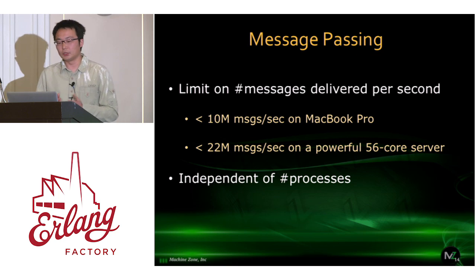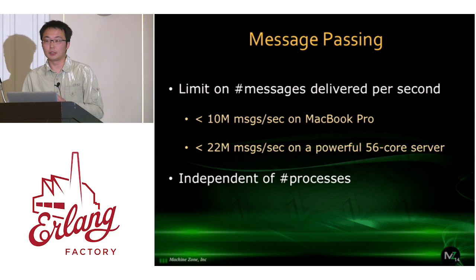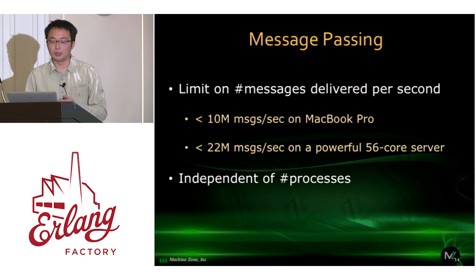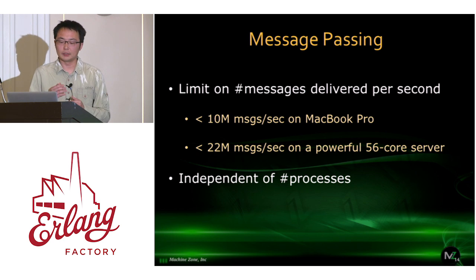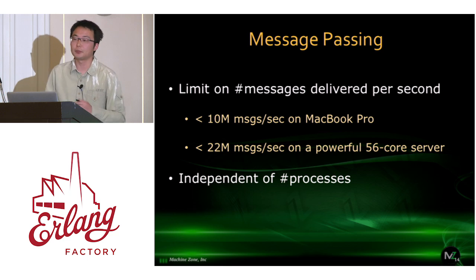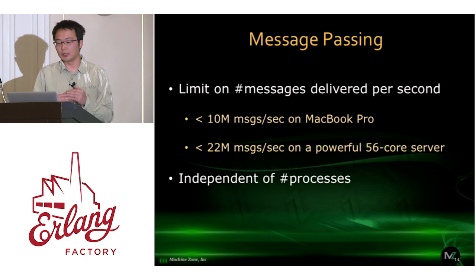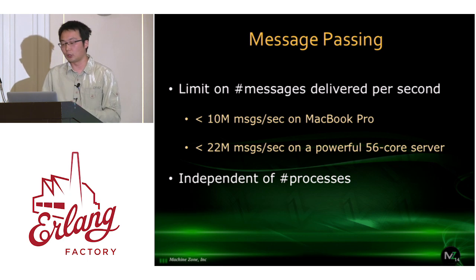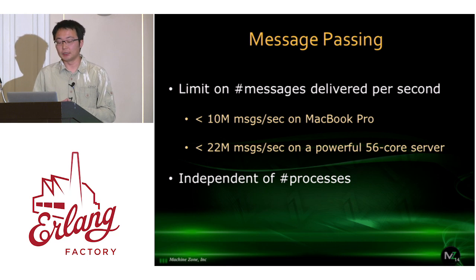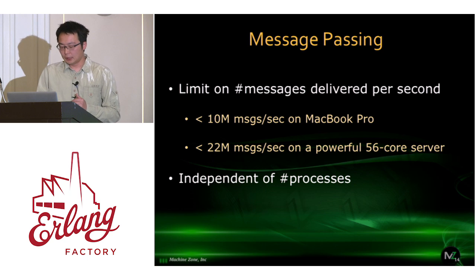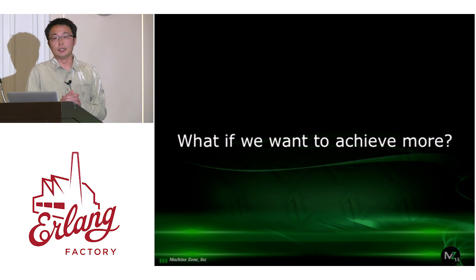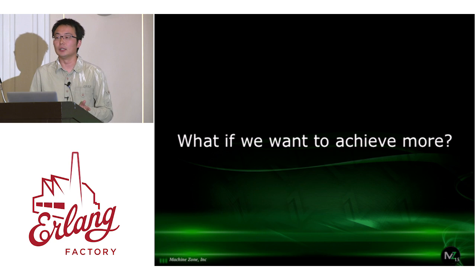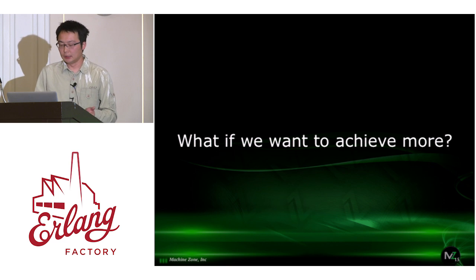All in all, what we observe is that on a fairly modern MacBook Pro, we have this limitation of about 10 million messages per second, and we also did it on a pretty powerful 56-core server. The limitation is a little bit higher, but it's around 22 million. So what we are thinking about is, can we achieve more? Can we break 22 million on a server, or 10 million on a MacBook?